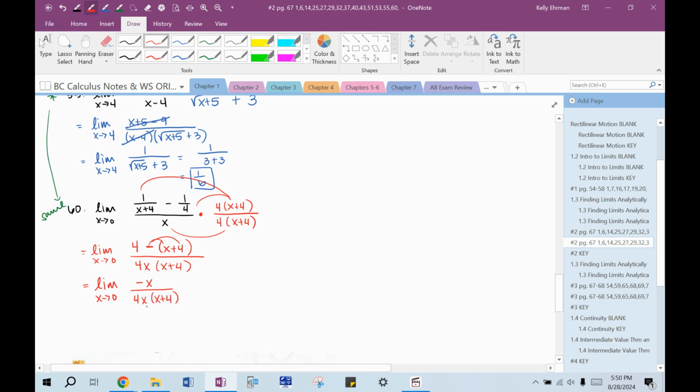So keeping this 4x factored out shows me that I can divide that x with that x, and they divide out to negative 1. So when I plug 0 into here, I've got negative 1 in the numerator, 4 times 0 plus 4. So the limit is negative 1/16.